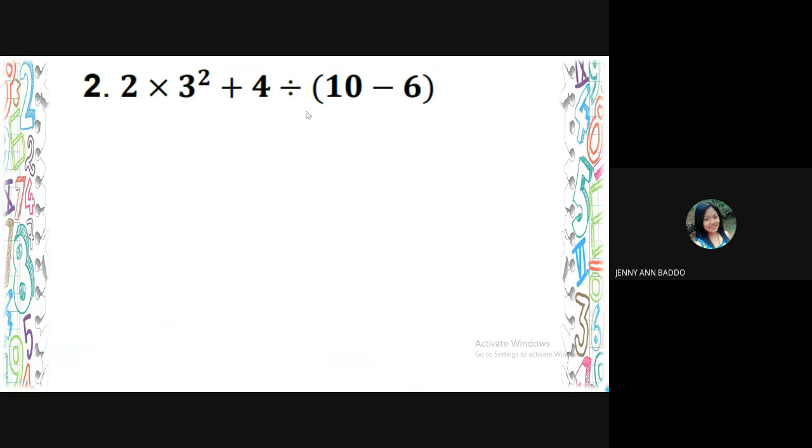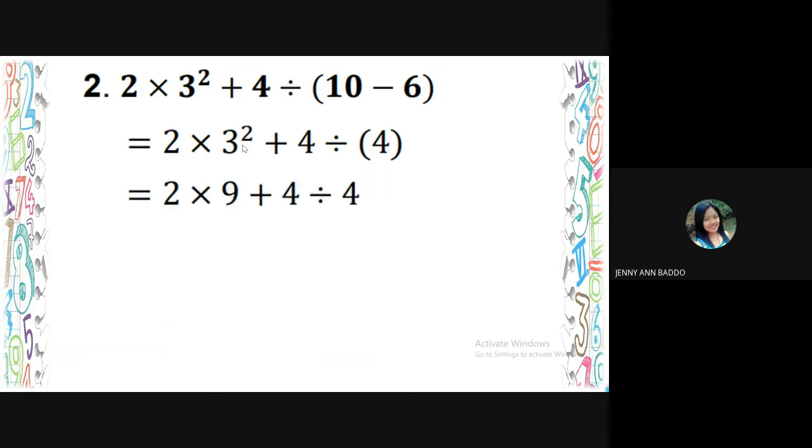Another example. Again, we have to work on the parentheses first. That's 10 minus 6, so we have 4. And then, we have here an exponent, that's 3 squared. 3 squared is the same as multiplying 3 by 3. So 3 times 3 is 9. So that's 2 times 9 plus 4 divided by 4.